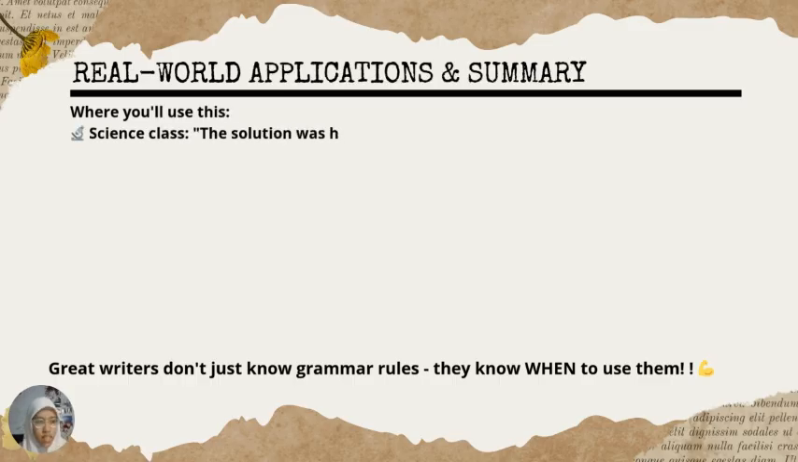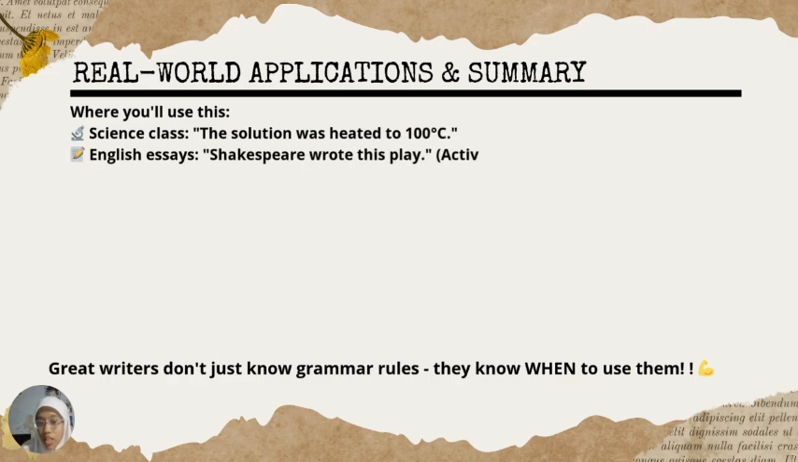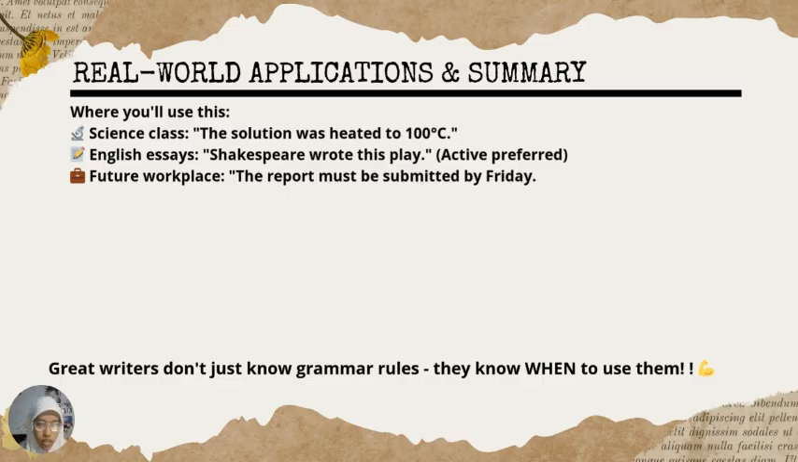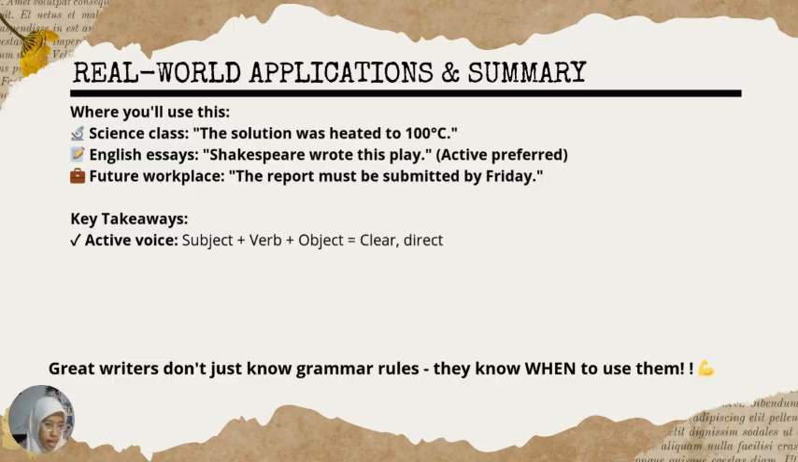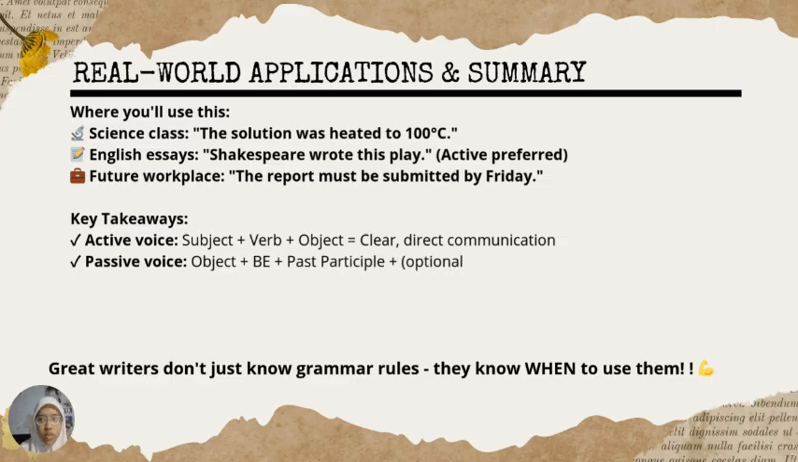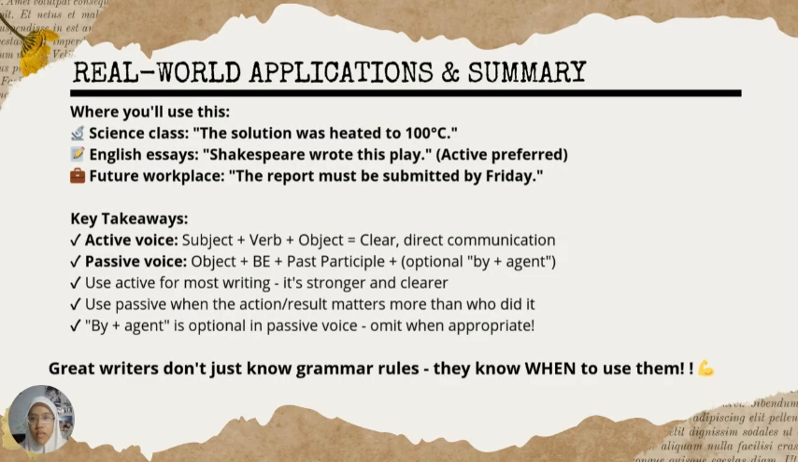Okay, now let's move on to the real-world application and summary. Where will you use this? In a science class, for example, the solution was heated to 100 Celsius. It uses passive voice, so the focus is on the procedure, not who did the action. The next is English essay. For example, Shakespeare wrote plays. It uses active voice because the focus is on who did the action. Next is future work class. For example, the report must be submitted by Friday. So it's a passive voice focused on the required action, not who should do it. And another example in real life is news reporting. For example, the suspect was arrested last night. So it uses passive voice focused on the important event, not which officer or someone made the action.